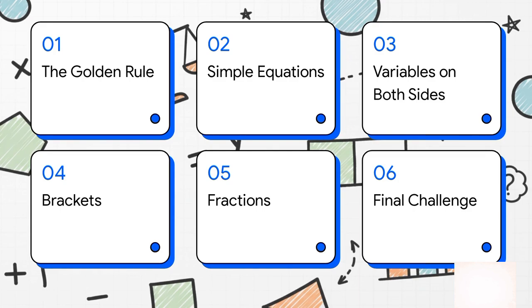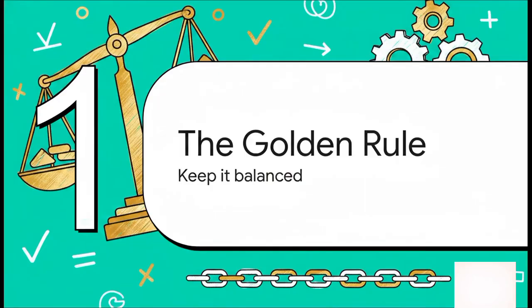So here's our game plan, our level map for today's explainer. We've got 1, the golden rule, 2, level 1, simple equations, 3, level 2, dueling variables, 4, level 3, battling brackets, 5, boss level, conquering fractions, and finally, 6, the final challenge. Let's get to it.